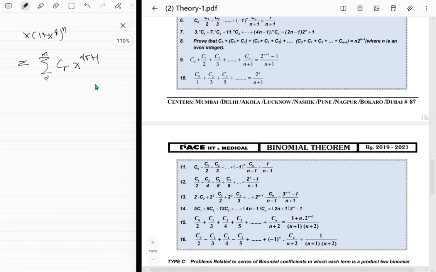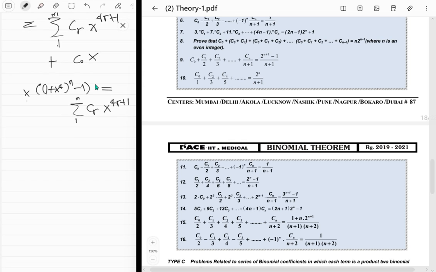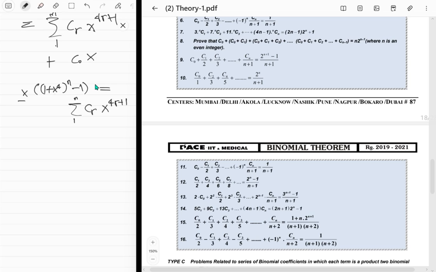But before that, we can get rid of this 0 term by separating it from the summation. So it's going to be plus C0 times x power 1. So this is x times (1 plus x power 4) to the power of n minus 1, that is the summation from 1 to n of CR x power 4r plus 1. Now we can just differentiate this. So differentiate x and then put 1 in there.